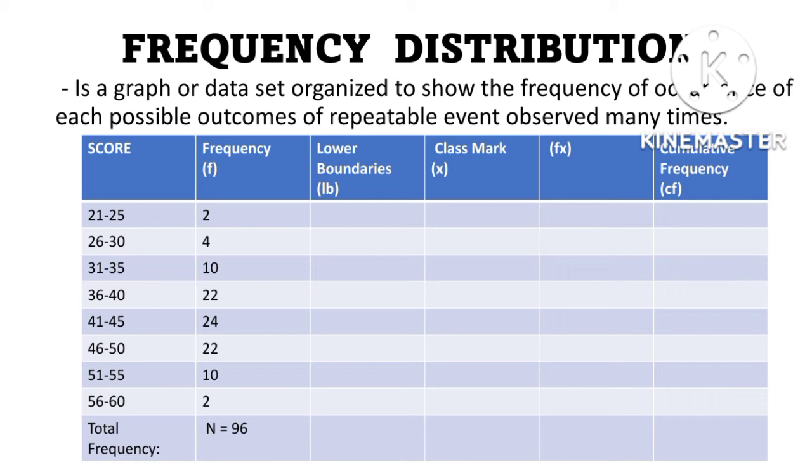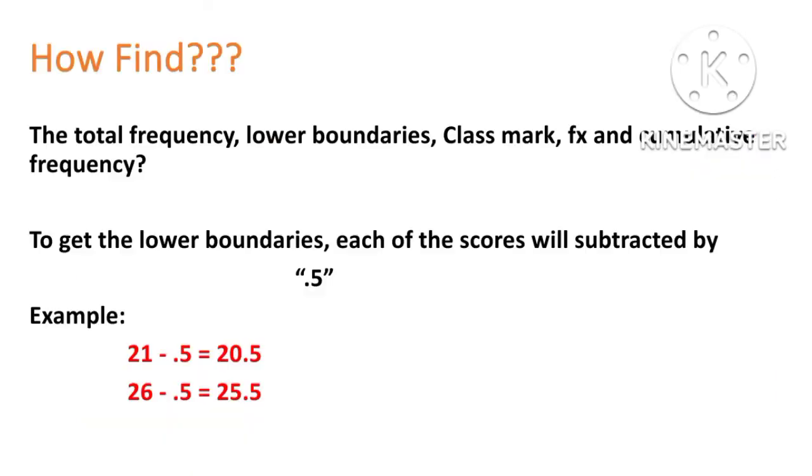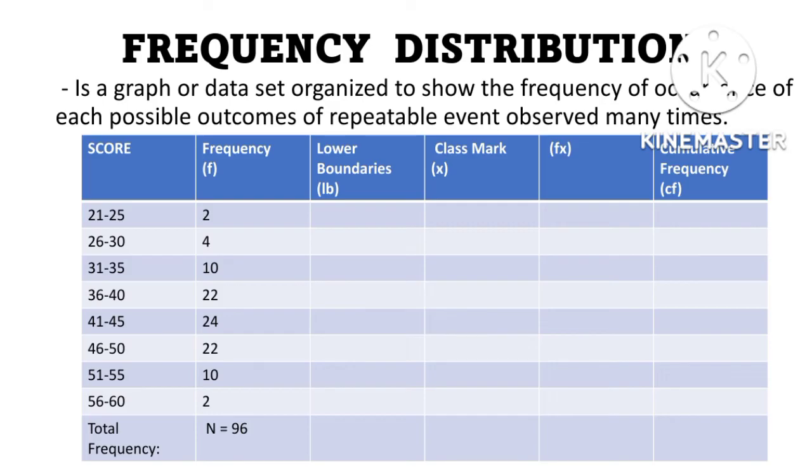We just need to sum or add the list of frequencies. 2 plus 4 plus 10 plus 22 plus 24 plus 22 plus 10 plus 2 is equal to 96. Our total frequency is 96. So to get the lower boundaries, each of the scores will be subtracted by 0.5. Let's say, for example, look at the scores.